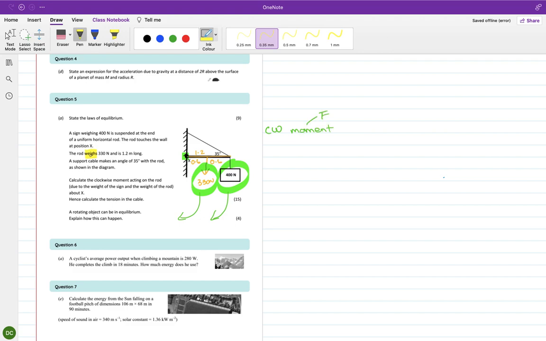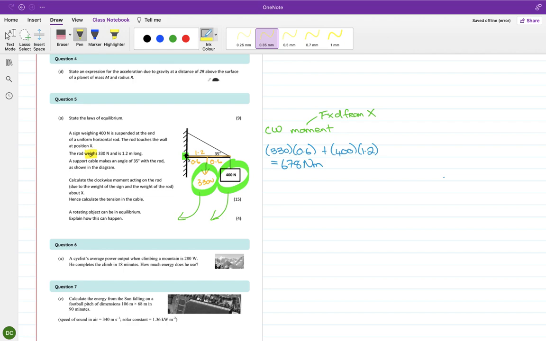The moment is force by distance from fulcrum, and in this case the fulcrum is X. So it's going to be 330 by the distance from X, which is 0.6, plus 400 by the distance from X, which is 1.2. So that's 678 newton meters, the net or overall clockwise moment. Okay, hence calculate the tension in the cable.